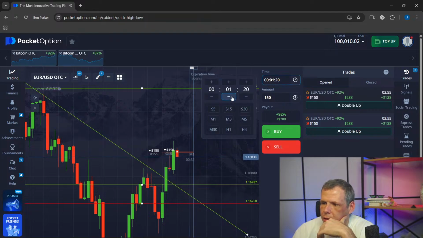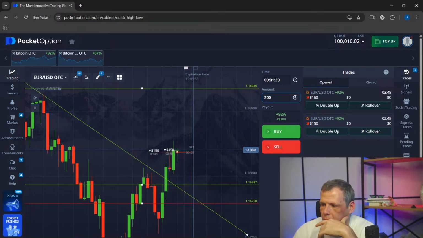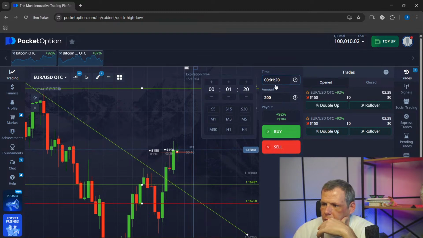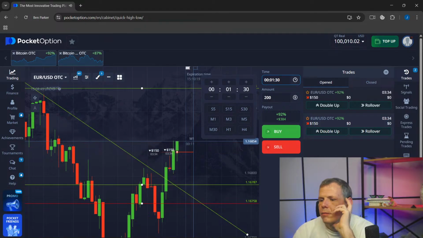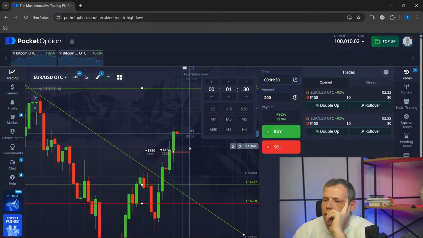Now, too long here. I want to make some money now. Rejection of a lower price. Rejection, rejection. Looks pretty good. Let's see, a minute and 30. Is it losing power? It's happening.